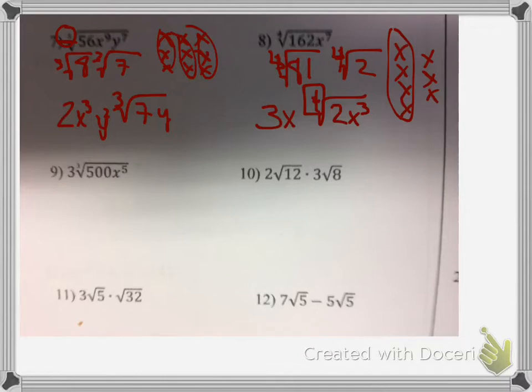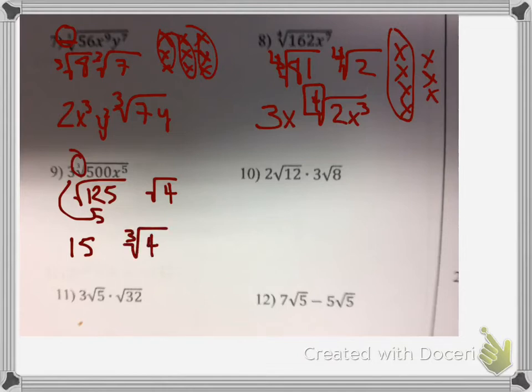And again, this index tells you how many you can have. Okay, so then I get to number 9, and I am going to say this goes into, again, cube root. So I discovered that's 125 that will go into it. And 125 will go into it 4 times. Cube root of 125 is 5. 5 times 3 will give me 15. Cube root of 4. X to the 5th gives me 1, 2, 3, 4, 5 x's. One group of x's with 2 left over. And there you go.